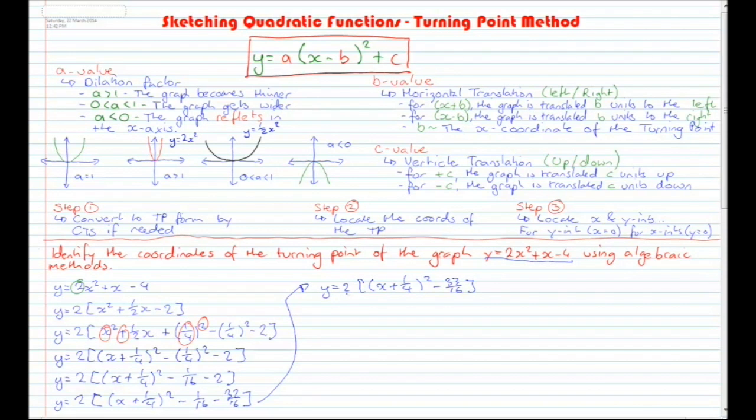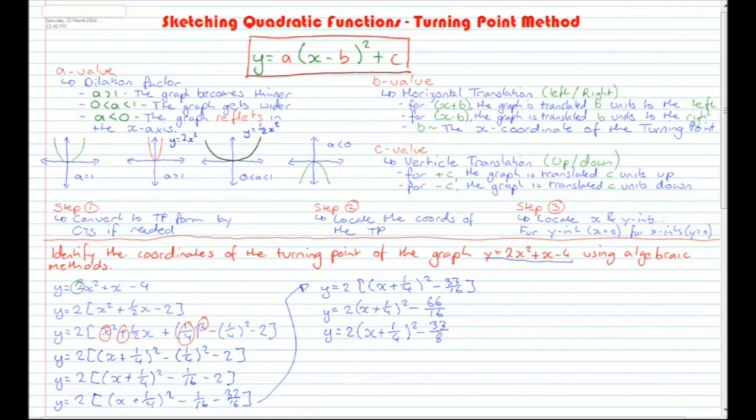And now what I've got here is something that looks almost like the function y equals a bracket x minus b squared plus c, but it's not quite, because I've still got the 2 and the other brackets here. So what I need to do is expand it again, taking the 2 across over to each one of these terms here. So you've got y is equal to 2 bracket x plus 1/4 squared, minus 2 times 33 is 66 over 16. I can go through and simplify that now, so I get y equals 2 bracket x plus 1/4 squared minus, you can see that 2 goes into both 66 and 16, so it's going to get us 33 on 8.